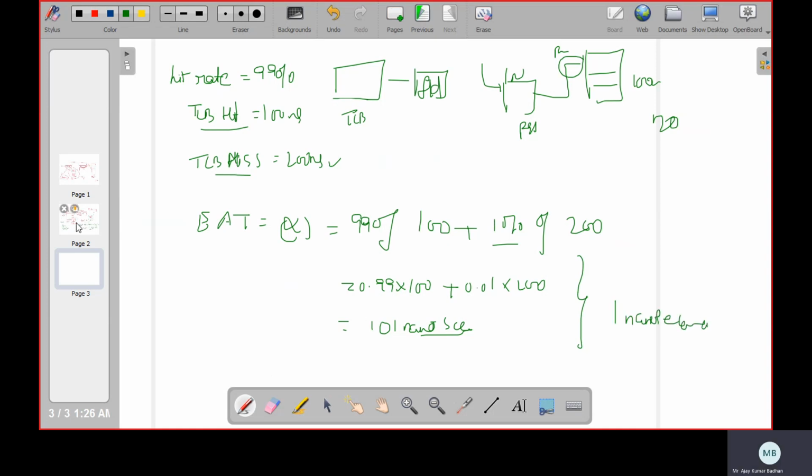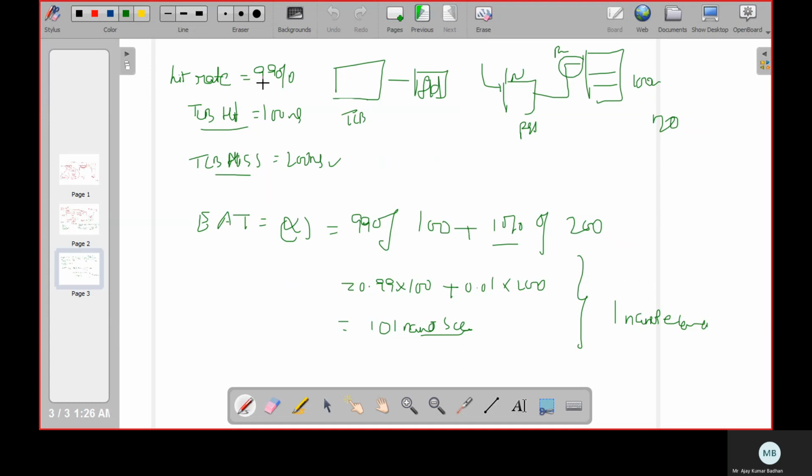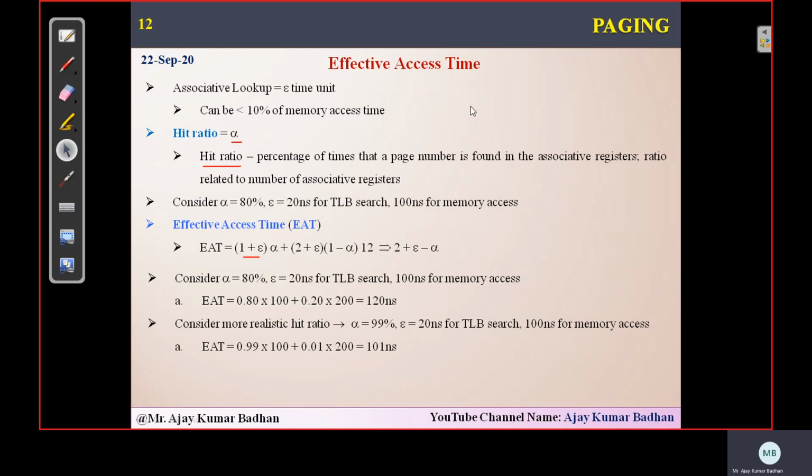You can see the difference. If there is a TLB hit of 80%, there will be a delay of 20 nanoseconds here. But if it is a 99% hit ratio, then there will be a delay of only 1 nanosecond for your system. This is the way it exactly works.